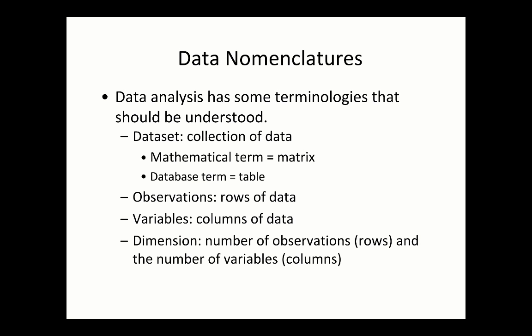Now, data analysis has some terminologies that should be understood. A data set is a collection of data. Oftentimes, a data set will have multiple columns and many rows of data. In mathematical terms, this is referred to as a matrix, while in database terms, this would be referred to as a table. The observations of the data set make up the rows of the data, while the variables make up the columns. Now, the dimensions of a data set are the number of observations or rows by the number of variables or columns.